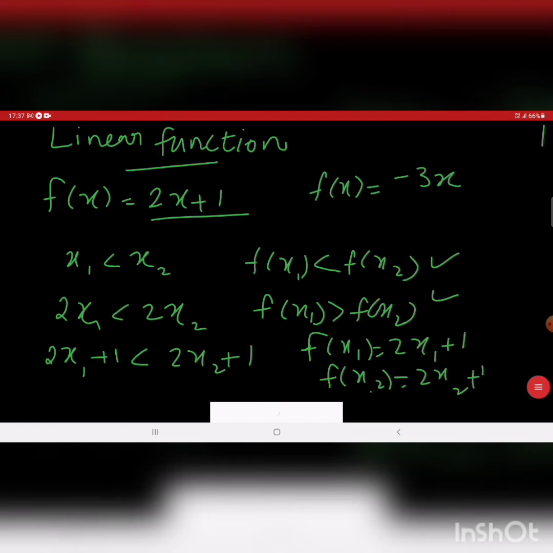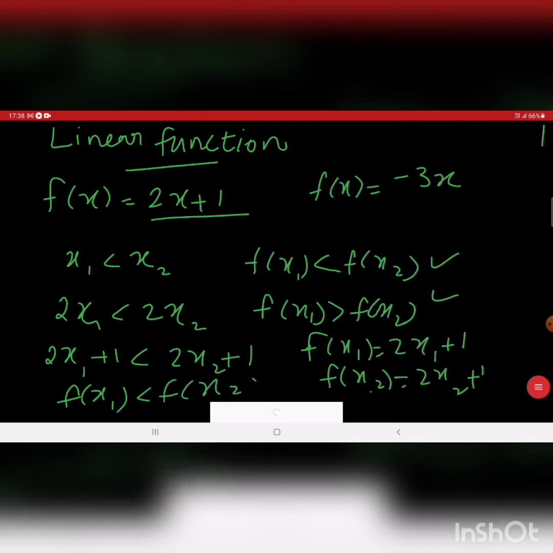Now what we got? f of x1 is less than f of x2. So x1 less than x2 implies f of x1 less than f of x2, which shows that f of x equal to 2x plus 1 is an increasing function.